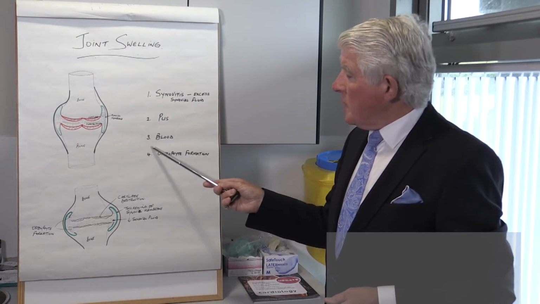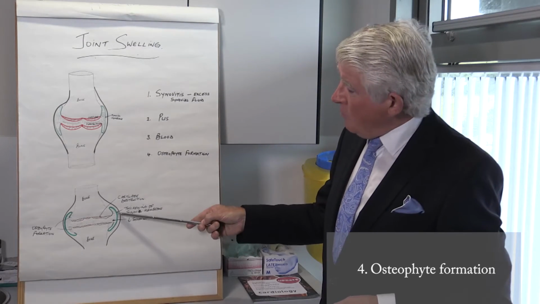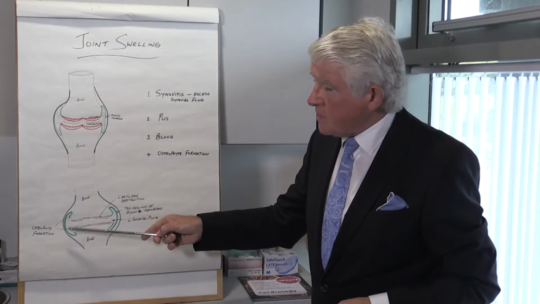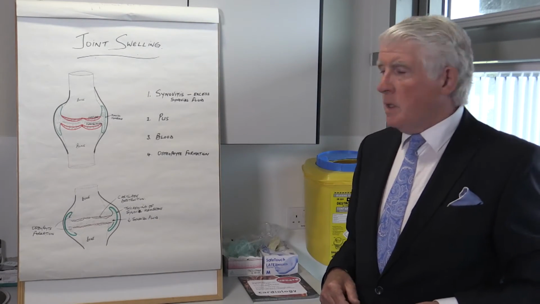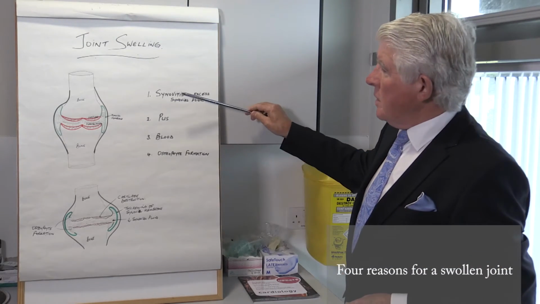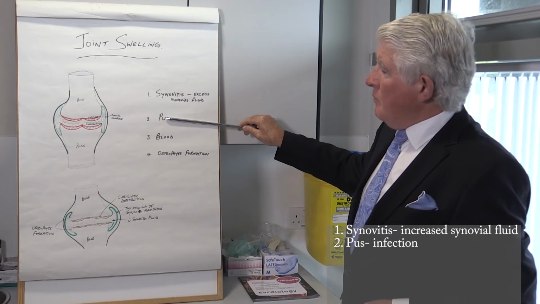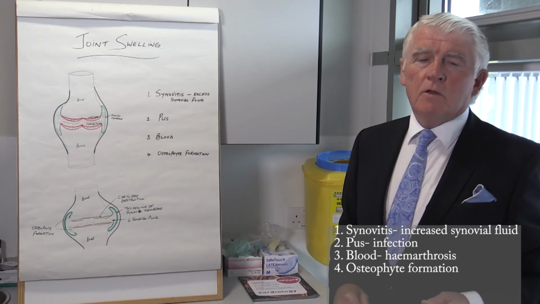And fourthly, where you get osteophyte formation, which we'll see later, where you get the bony projections here at either side, leading to destructive changes within the joint. So the 4 reasons why any joint is swollen are increased synovial fluid, pus in the joint due to septic arthritis, a hemarthrosis, or osteophyte formation.